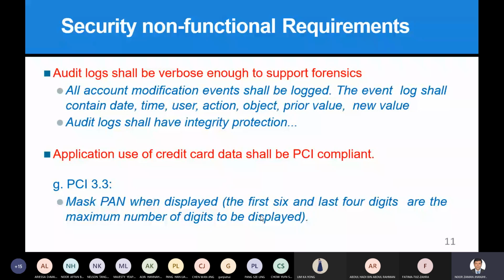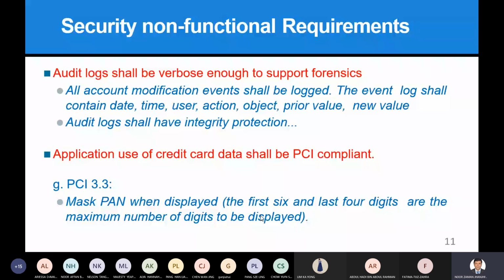And at the same time, we have to be careful that those logs are informative, not for hackers or negative people, but informative for us, the developers, so that in case something is going to happen wrongly, that information comes to us and we can address it. So all account modification events shall be logged. This is the most important.